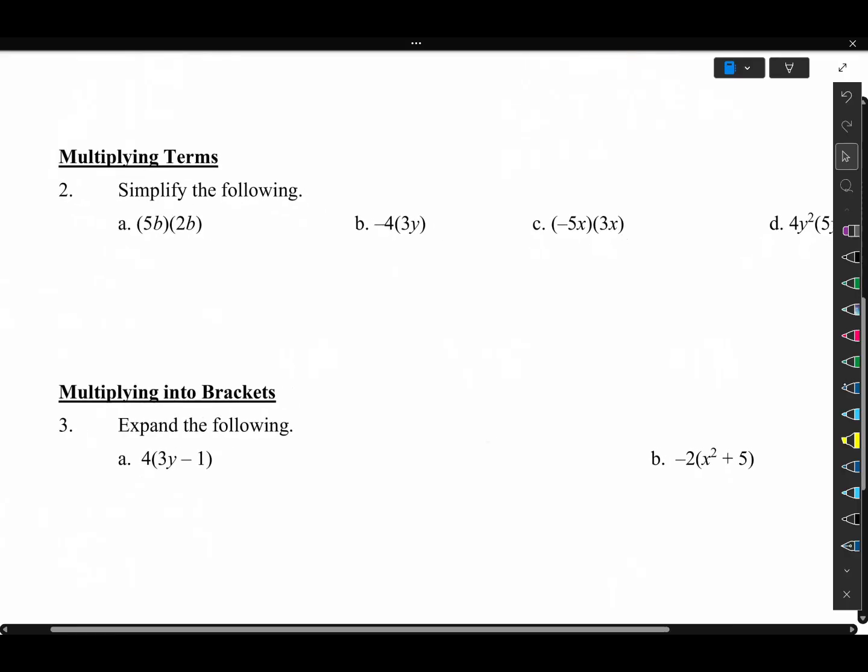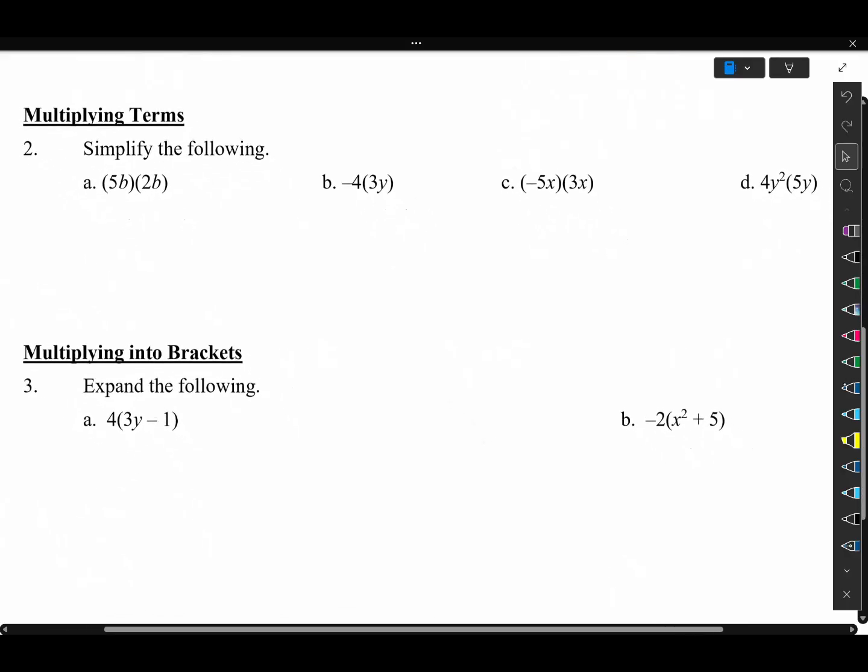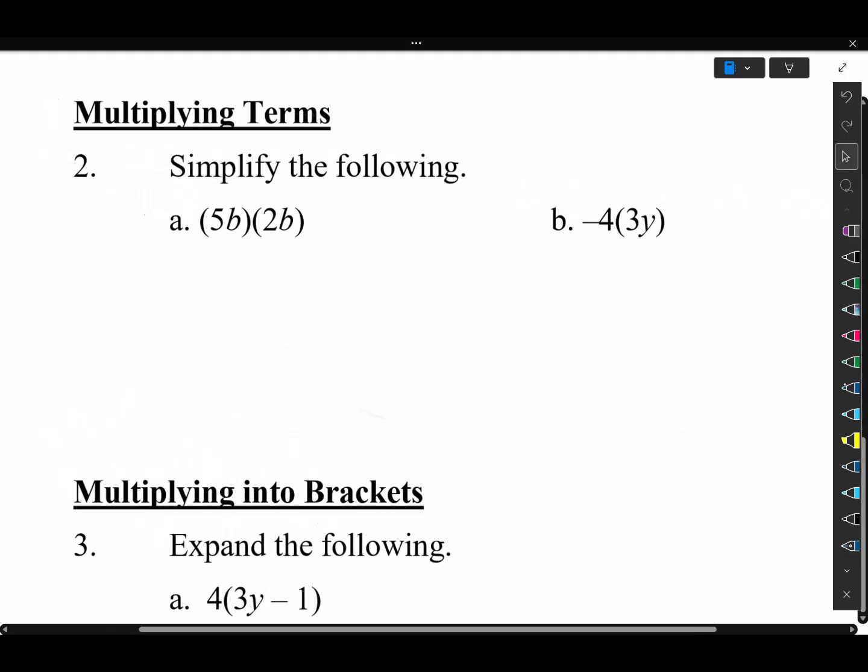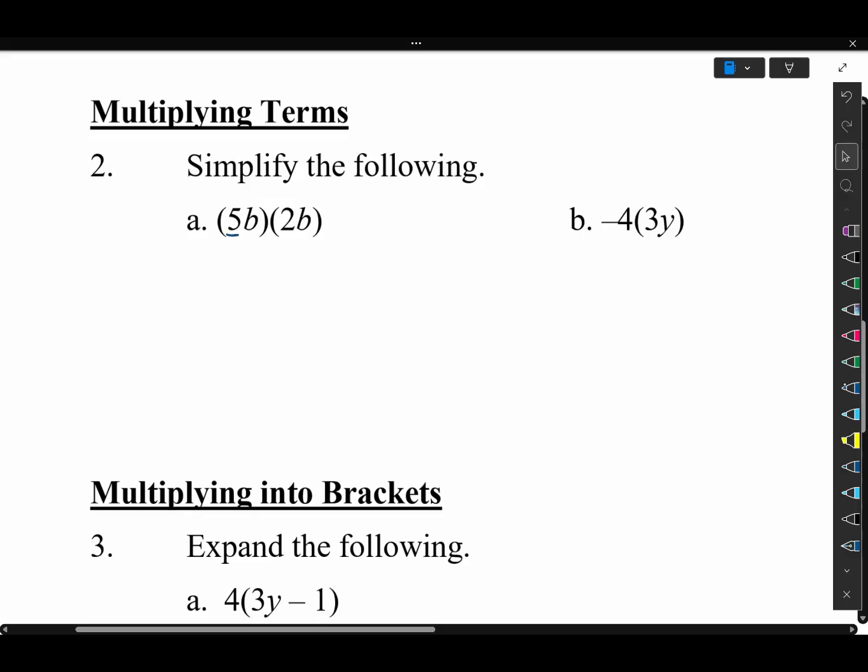Next, if you're working through, you need to make sure you're comfortable multiplying your terms. When multiplying terms, you multiply your coefficients. Those are the numbers in front. You multiply the coefficients together, and then you multiply the variables together. So 5b times 2b.